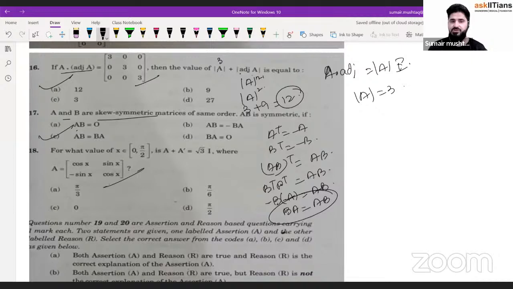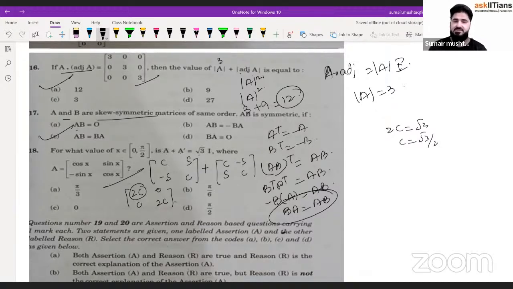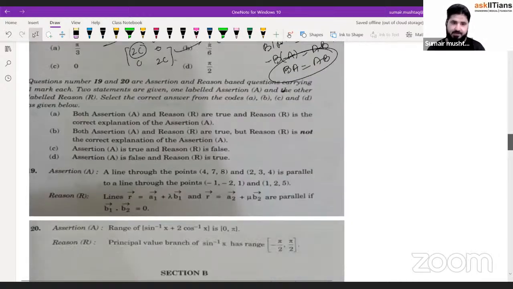Same you have to do for this question. A into A dash is equal to root 3 I. See, this is cos, minus sine, sine and cos, plus its transpose. What's its transpose? Cos, sine, minus sine and cos. When you add them, you will get 2 cos, 0, 0, 2 cos, isn't it? Now take 2 cos equal to root 3, so cos is equal to root 3 by 2. So I think that is pi by 6. This is the option, right? Okay, just see, the easy things are getting up.